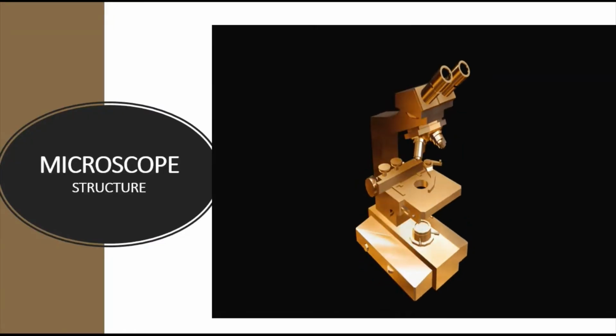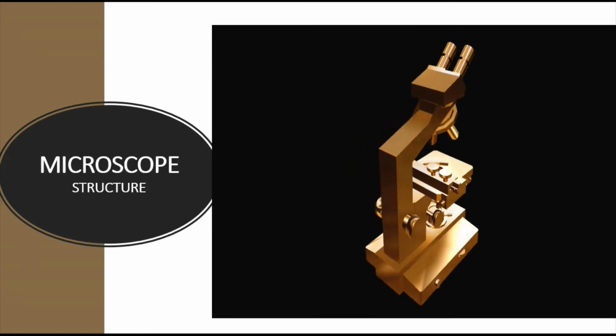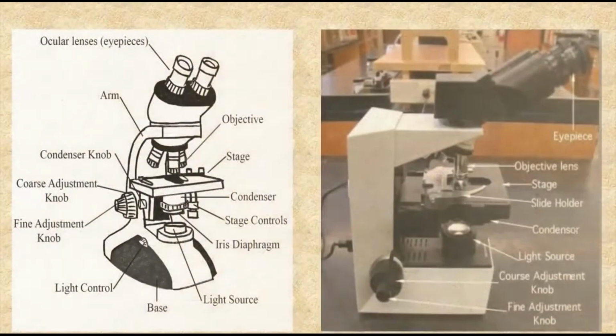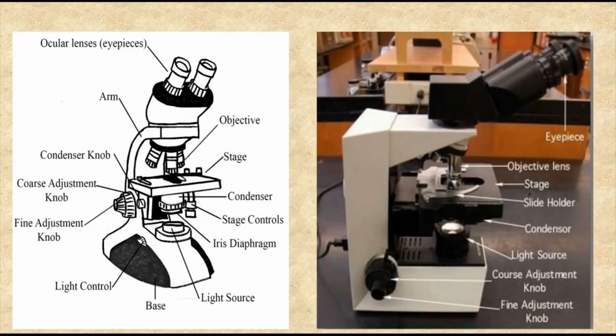Hi everyone. Now we are going to learn about the structure of the light microscope, which is one of the topics in the microbiology chapter. The bright field microscope, light microscope, or compound microscope is the most common and indispensable instrument that we use in the biology laboratory, whether it is botany, geology, or microbiology.